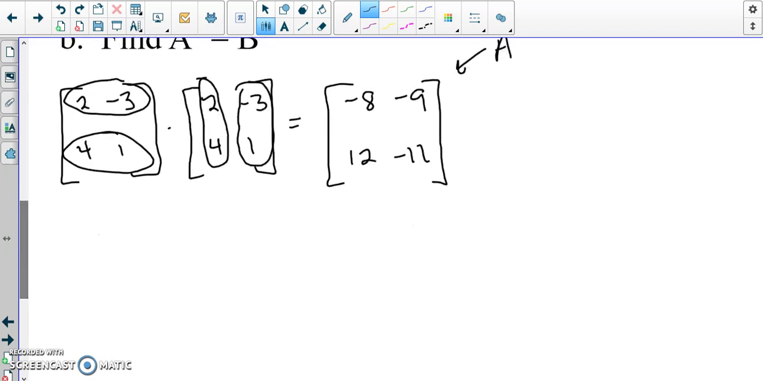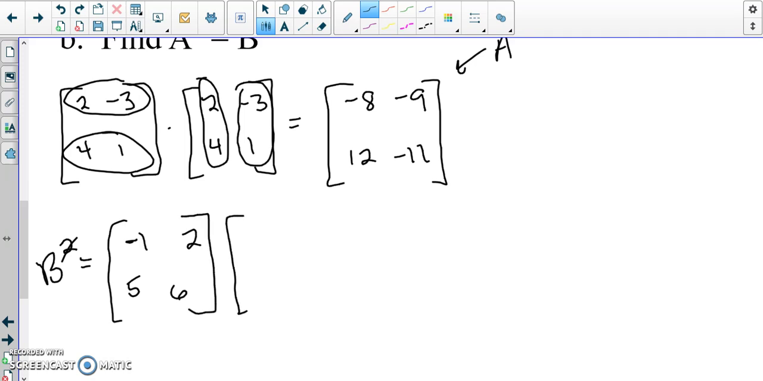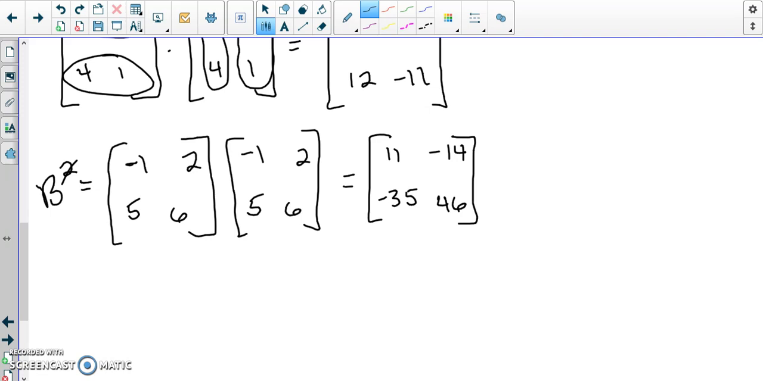All right, B squared. B squared is going to equal, what is B? That is negative 1, 2, 5, 6 times negative 1, 2, 5, 6. Go ahead and multiply it. Pause it for a second and see if you get the same thing. I'm going to pause it, and then I'm just going to fill it in to save a little bit of time. When you're done doing row times column, you should get 11, negative 14, negative 35, and 46.